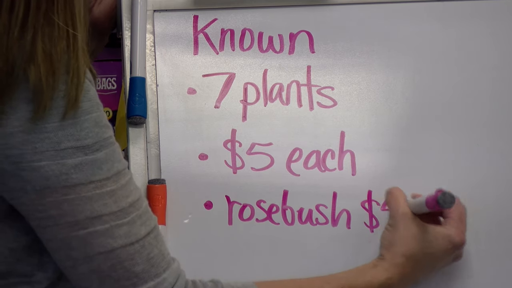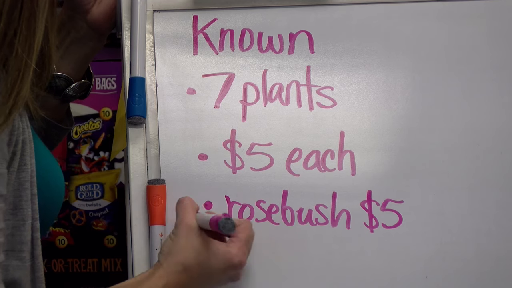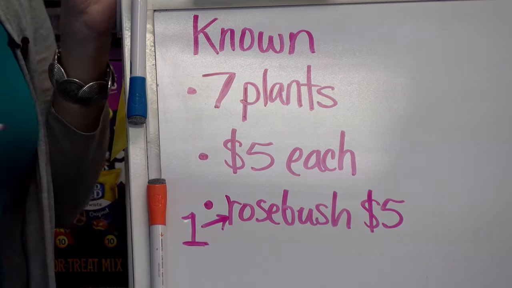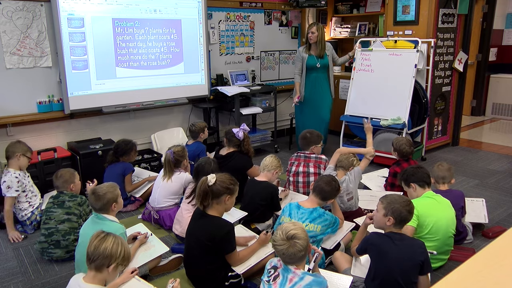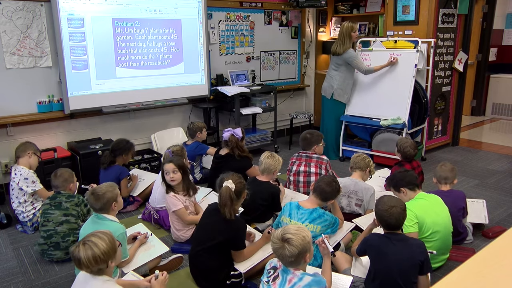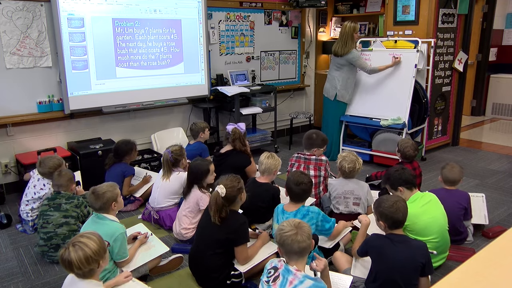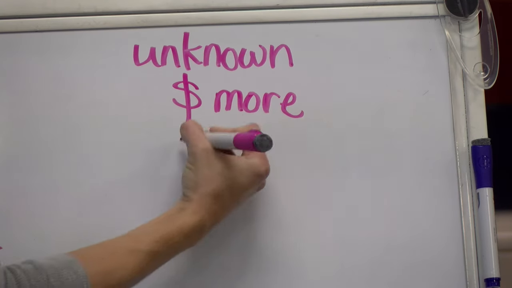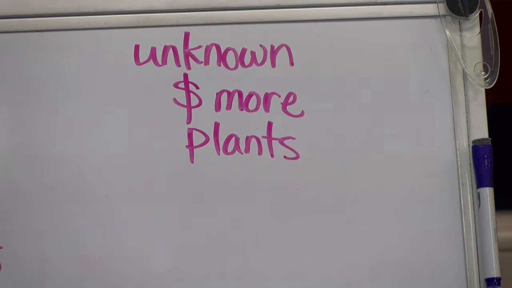It also costs $5. There's one rose bush. I'm going to put a little arrow with a one right here. One rose bush. How much more do the seven plants cost than the rose bush? So what's our unknown? How much more does it cost? How much more are the plants than the rose bush? Okay.